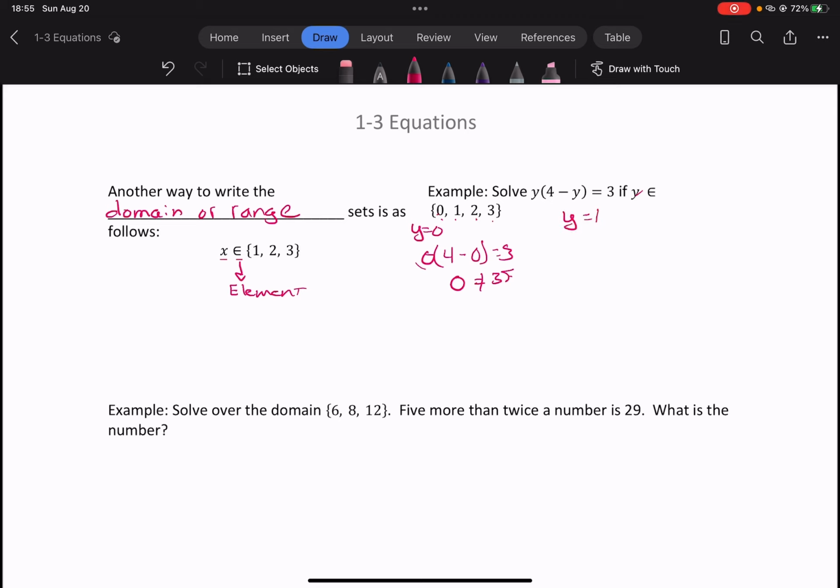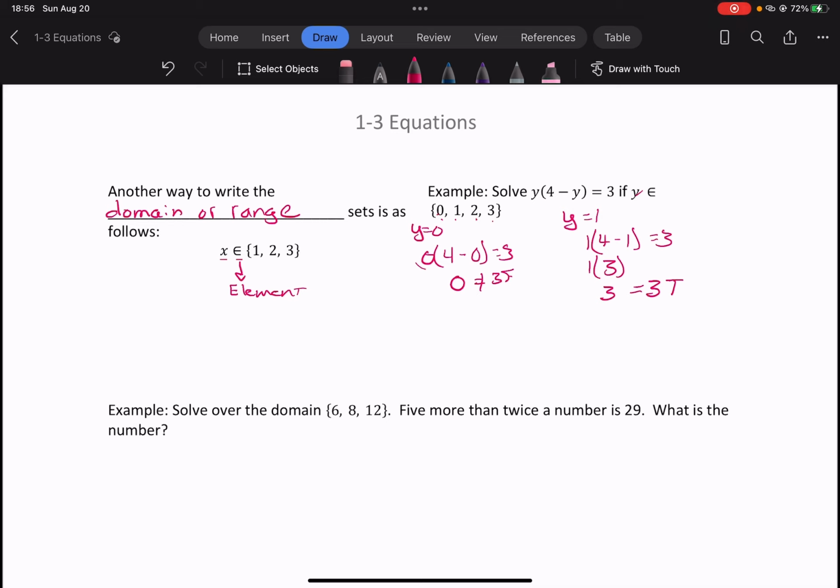Y equals 1. I've got 1 times 4 minus 1. Does that equal 3? Well, 4 minus 1 is 3. 1 times 3 is 3. So 3 does equal 3, and that is true. But we're not done yet, because we want to make sure there's no other solutions.